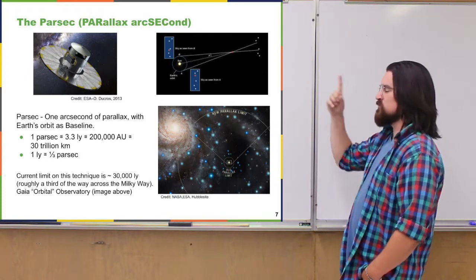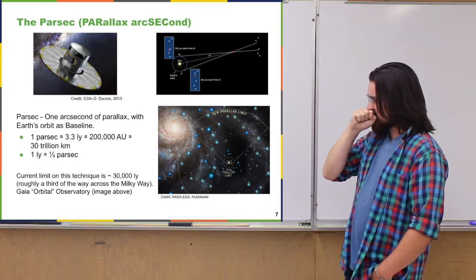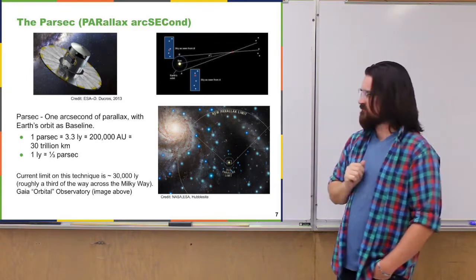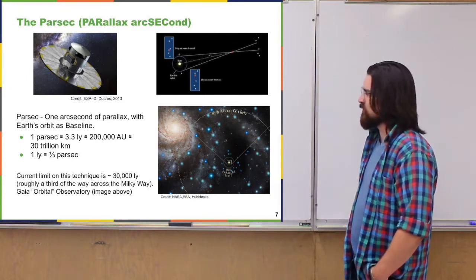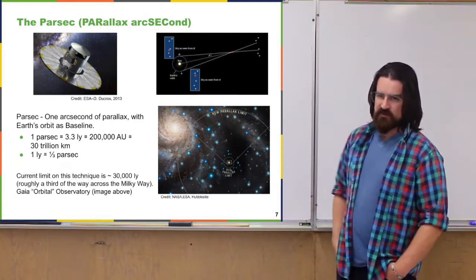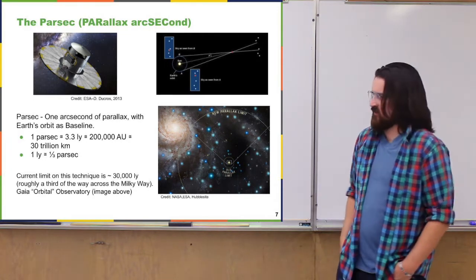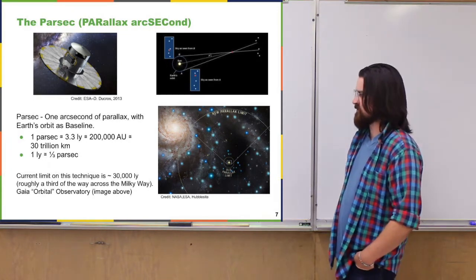If you do use 1 arc second and Earth's baseline, that turns out to be about 3.3 light years, which is 200,000 astronomical units, or about 30 trillion kilometers. It's quite far, right? And that's just what we define as a parsec. So a light year is about a third of a parsec.